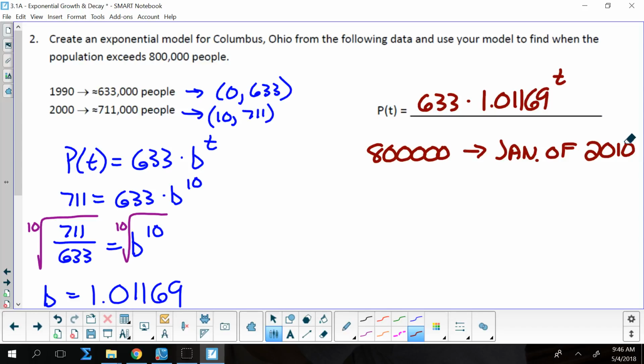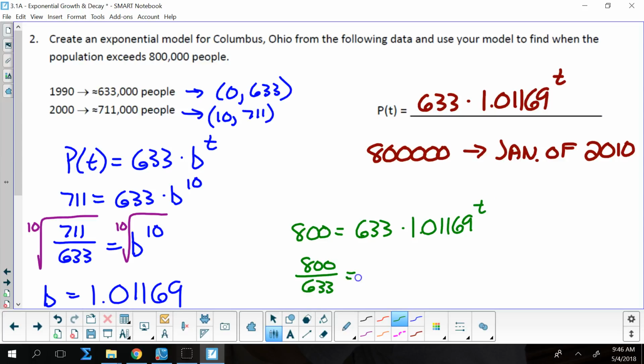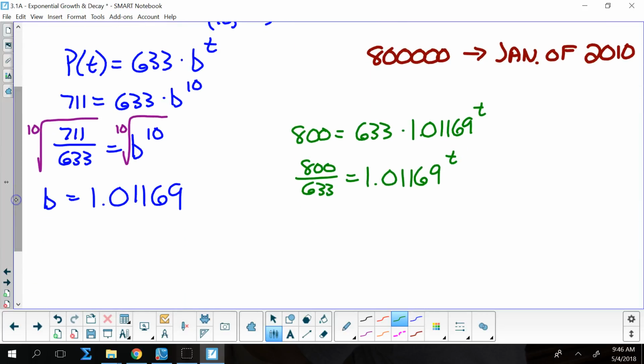With logarithms, we set this equal to 800, because that's when we want it to be, right? 633 times 1.01169 to the t power. So we divide this by 633. Okay, and now I have it in exponential form. I want to switch it to logarithmic form.